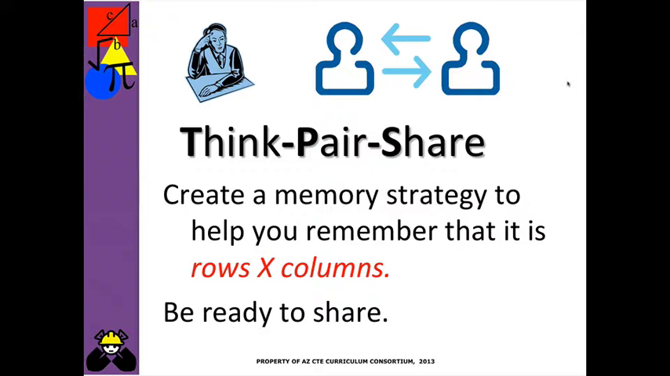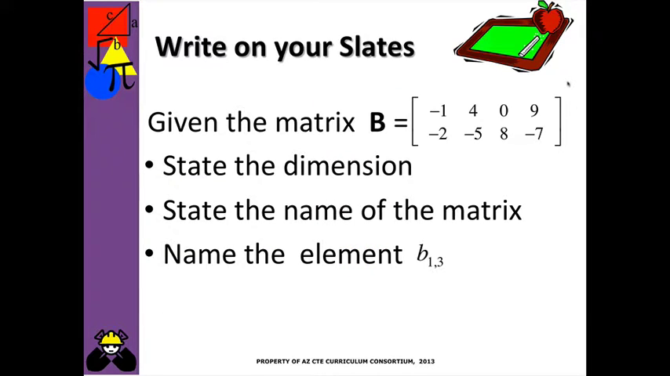Helps me remember. All right, now on your slates or on a piece of paper, here's my matrix. Matrix B is -1, 4, 0, 9, -2, -5, 8, and -7. I want you to state the dimension. I want you to state the name of the matrix and name the element that's B sub 1,3. Teacher, pause the video, call on non-volunteers, and we'll meet you back here in a minute.